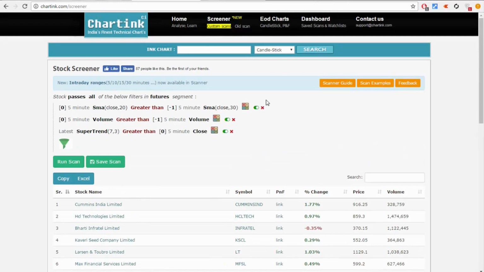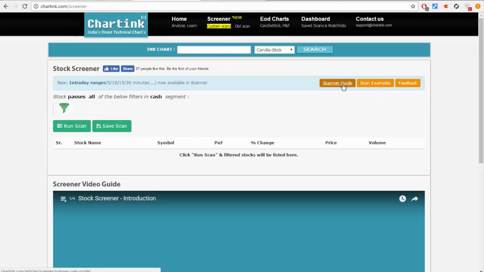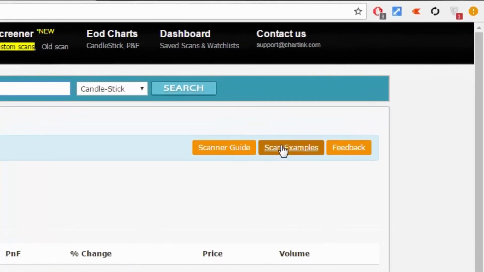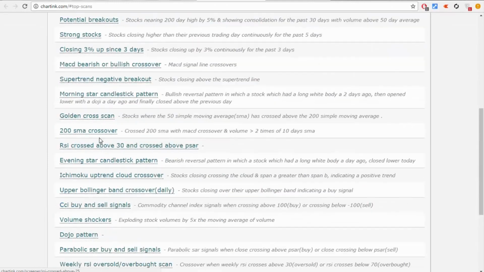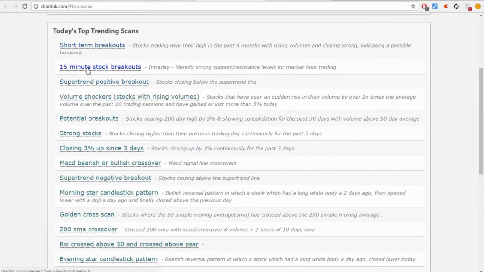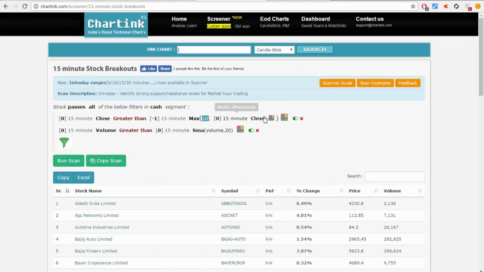So suppose I don't know about this calculation and making scanners. Then you just go over here to the screener. Here you can see scan examples, so just click it. In this you can see 50 minutes stock breakout. Someone created these scanners, all the scanners someone created. So you say, okay, I want to know the 50 minutes breakout stocks. So here you see the 50 minutes breakout stocks.